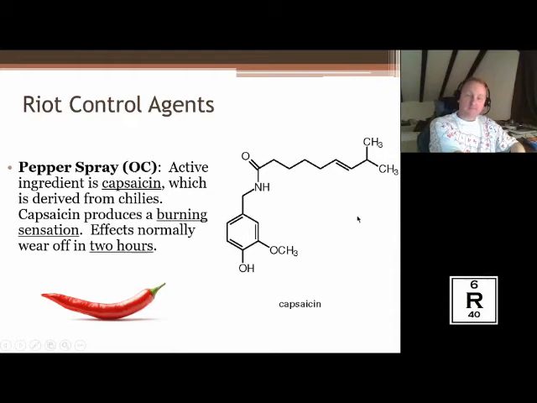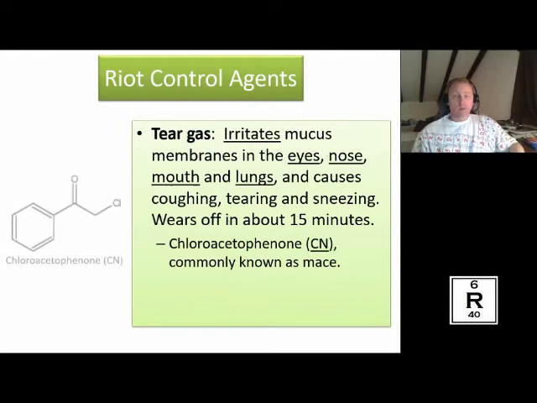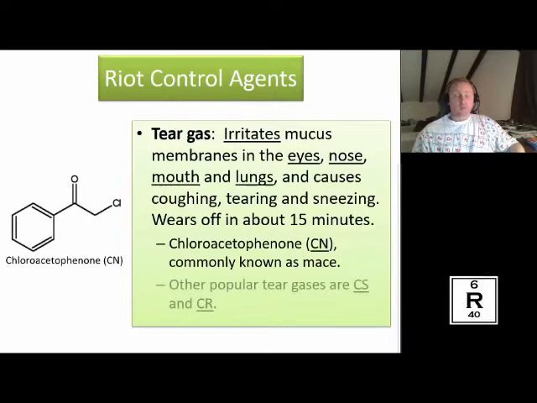The next type of chemical agent for riot control is tear gas, and you probably thought of that right off the bat when we talked about riot control agents. Tear gas irritates mucous membranes in the eyes, nose, mouth, and lungs. It causes coughing, tearing, sneezing. This wears off faster than pepper spray, usually about 15 minutes. The picture over here is chloroacetophenone, abbreviated with a capital CN.